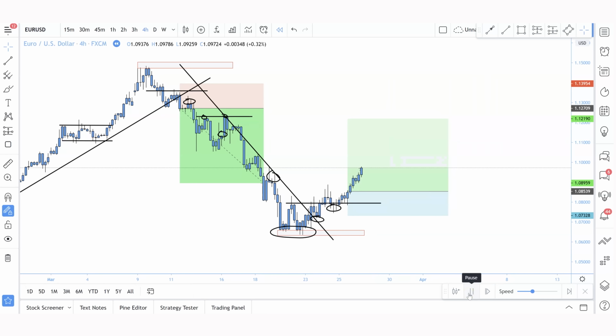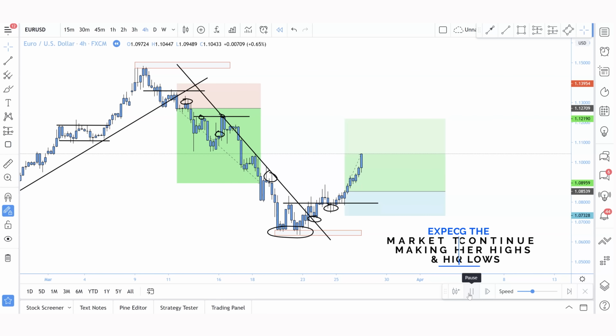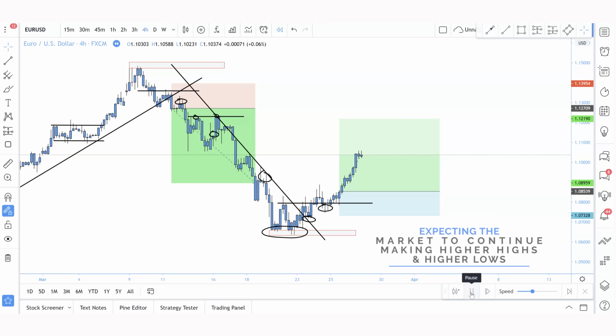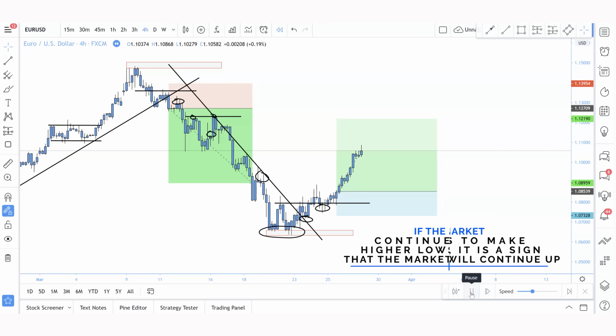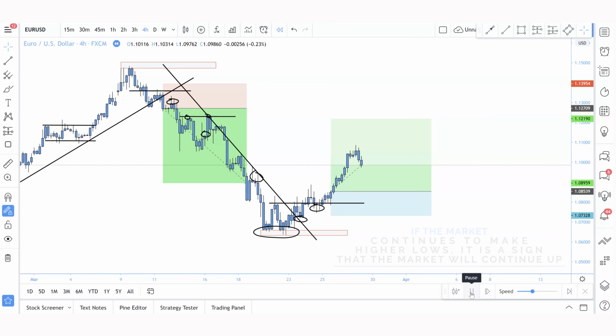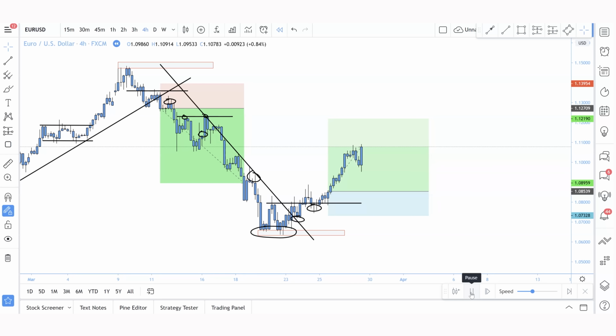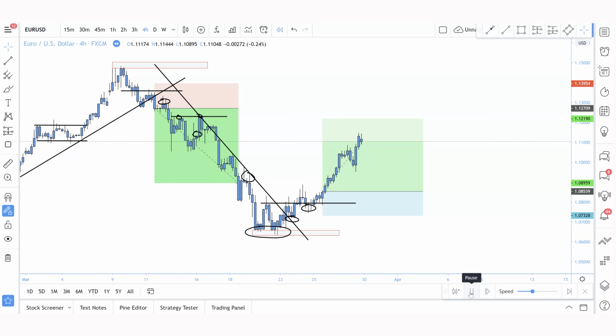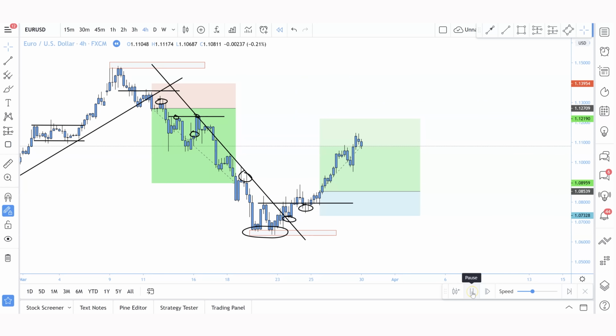So now we're just expecting the market to continue doing what it's doing, which is making higher highs and higher lows. If the market continues to make higher lows, then there's a very good sign that the market's going to continue up. If the market is not going to continue to make higher lows and fails to break above structure, then again, we revert back to what we had here. Let's continue to see what happens with this trade. Do we end up winning it, or do we have the reversal before this trade is won?